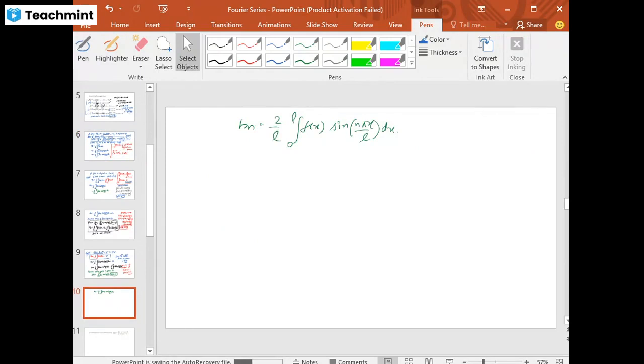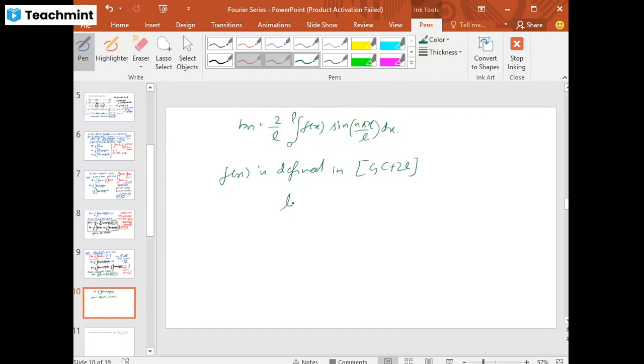So if your function is defined in the interval c to c plus 2l, right? So what is the length of the interval? The length of the interval is upper limit minus lower limit. So suppose your function f of x is defined in the interval c to c plus 2l, right? And what is the length of the interval?